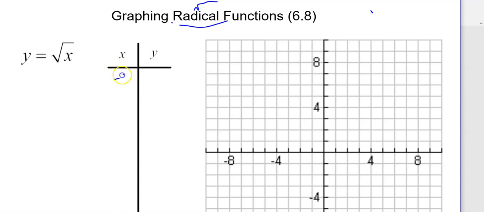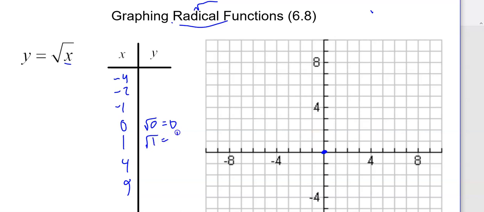So I'm going to plug in -4, -2, -1, 0, 1, 4, and 9. Okay, let's plug in 0 first. It's easy. So square root of 0. I'm just plugging in for x there. So if x is 0, you get square root of 0, which is 0. So (0, 0) is a point on this graph. I'm going to make it in blue.